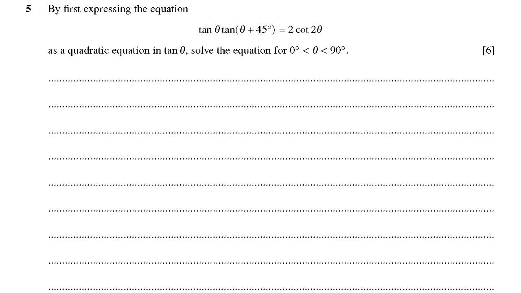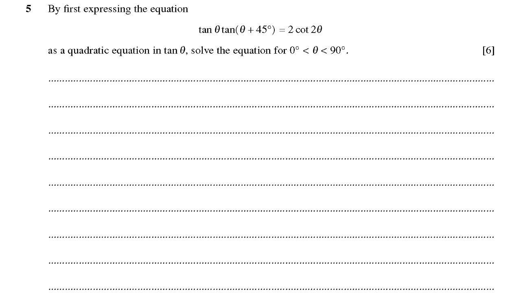Question 5: by first expressing the equation tan(theta plus 45 degrees) times tan theta is equal to 2 cot 2 theta as a quadratic equation in tan theta, solve the equation for theta between 0 and 90 degrees. Okay, there's a few things that are going to help us, but the question tells us to express everything in tan theta. So we need to turn the tan of (theta plus 45) into just tan theta. We need to turn the cot 2 theta, which of course is 1 over tan of 2 theta, into just tan thetas. We need to get rid of the 2 as well.